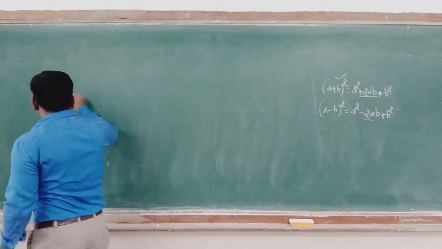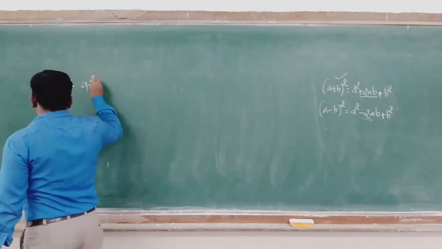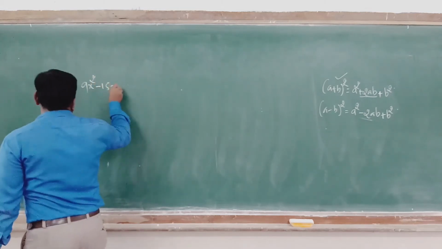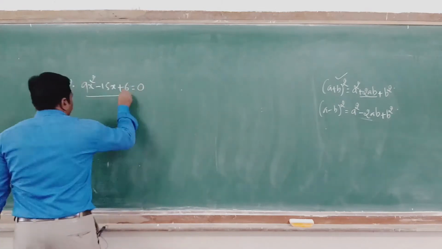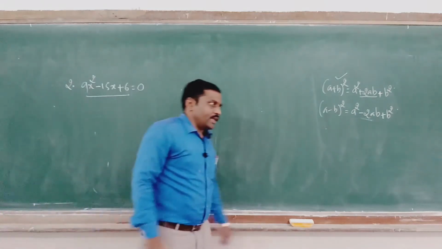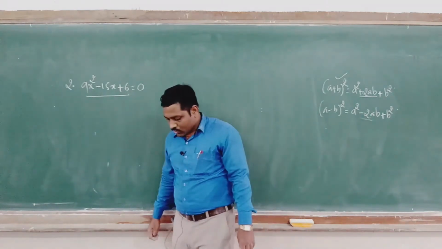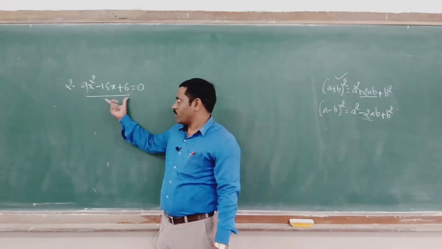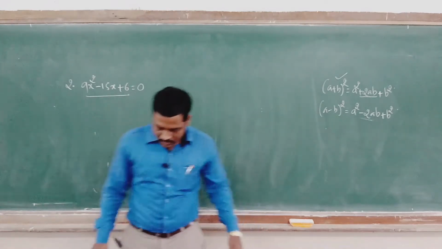That is example 2: 9x square minus 15x plus 6 is equal to 0. So this is the second example for finding the solution of the given equation using the completing the square method.